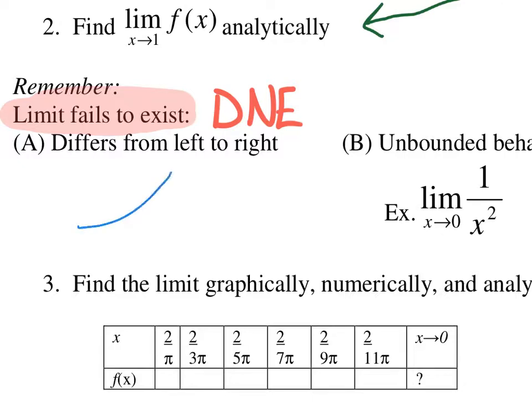You could have a function that's going like this, and then has some kind of a jump like that. The limit as we're approaching this value, whatever that is, would not exist, because from the left it's approaching this value up here, but from the right it's approaching this value down here. Okay, so that's possible, and in that case we would just say the limit does not exist.